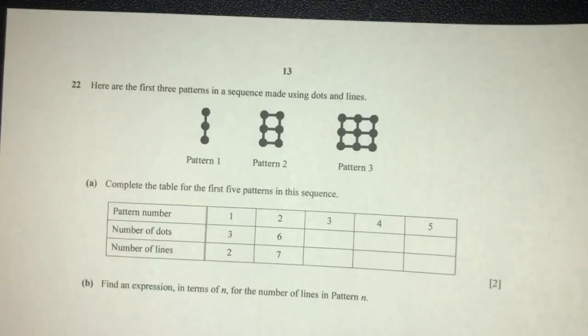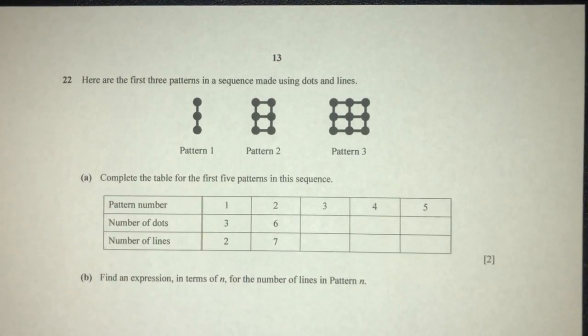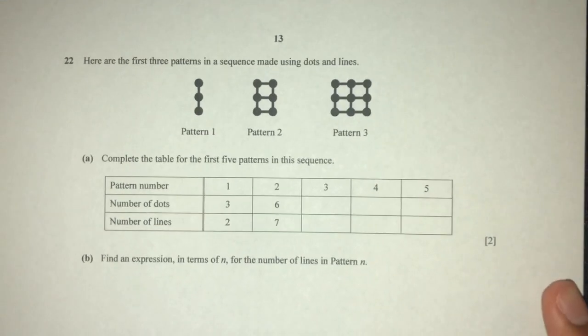Now let's move on to question number 22. Here are the first 3 patterns in a sequence made using dots and lines. Now we have to complete the table for the first 5 patterns in the sequence. So let's give it a try.